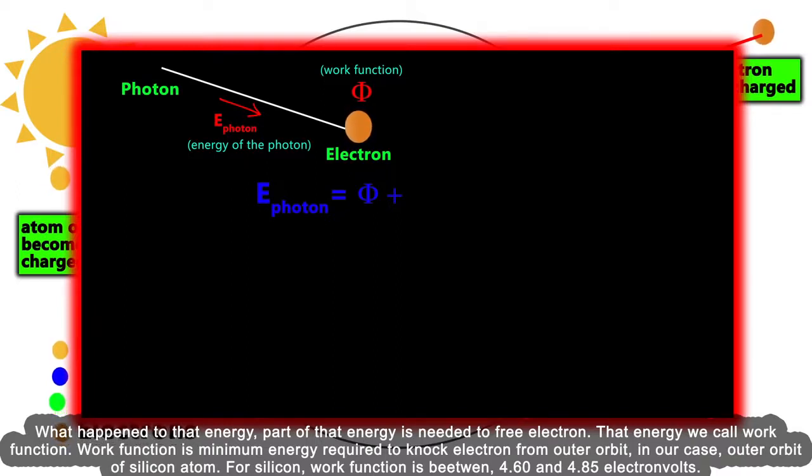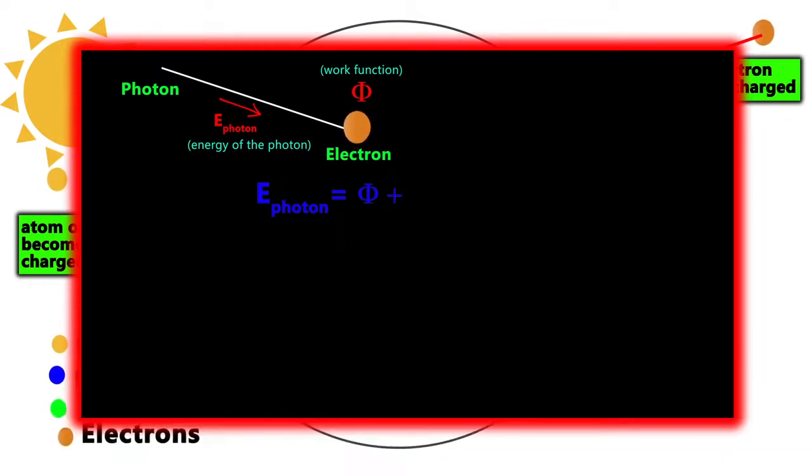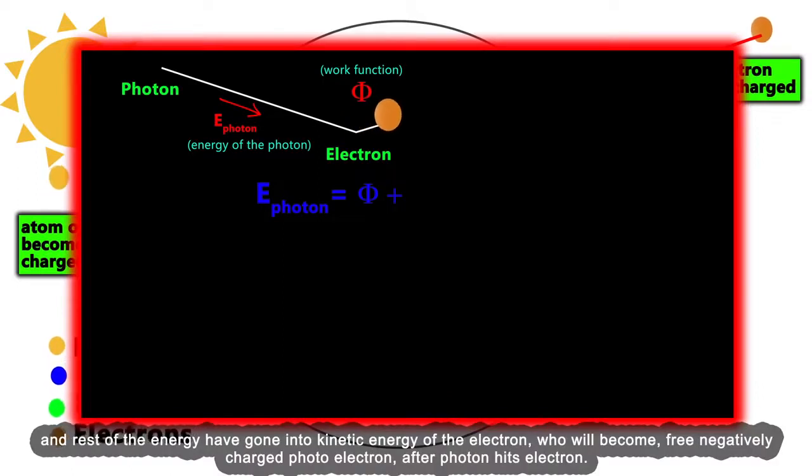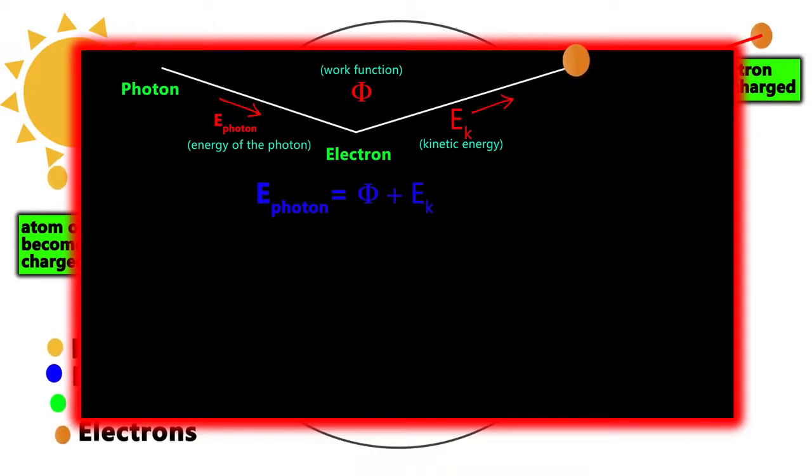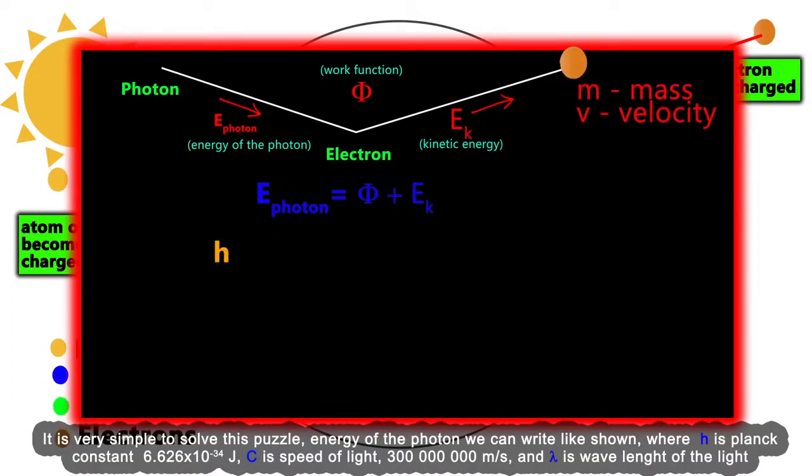For silicon, the work function is between 4.60 and 4.85 electron volts. And the rest of the energy goes into the kinetic energy of the electron, which will become a free, negatively charged photoelectron after the photon hits the electron. It is very simple to solve this puzzle.